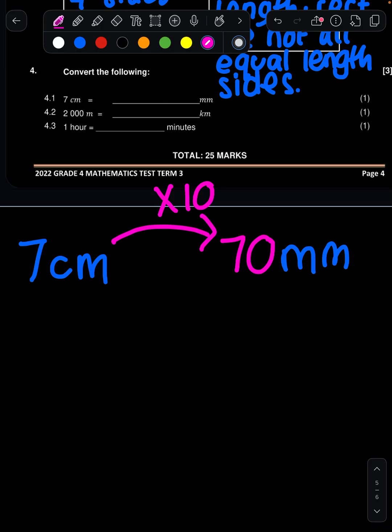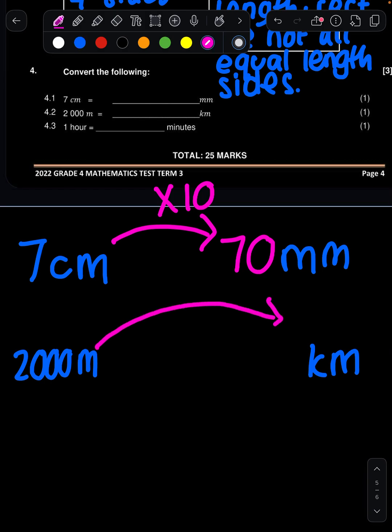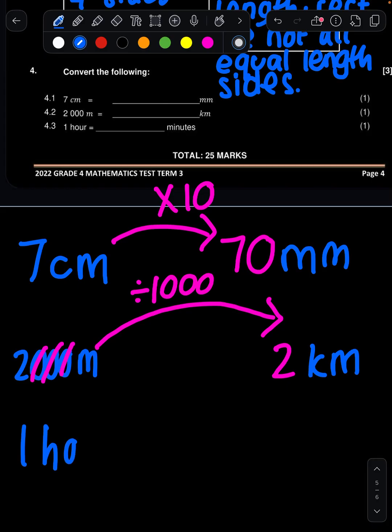Then 2,000 meters to kilometers. Again, we have to know this rule straight away. Meters to kilometers, we divide it by 1,000. So 2,000 divided by 1,000 means we're going to cancel all those zeros, so it is 2 kilometers. And then finally, 1 hour, you have to know this rule, is 60 minutes.